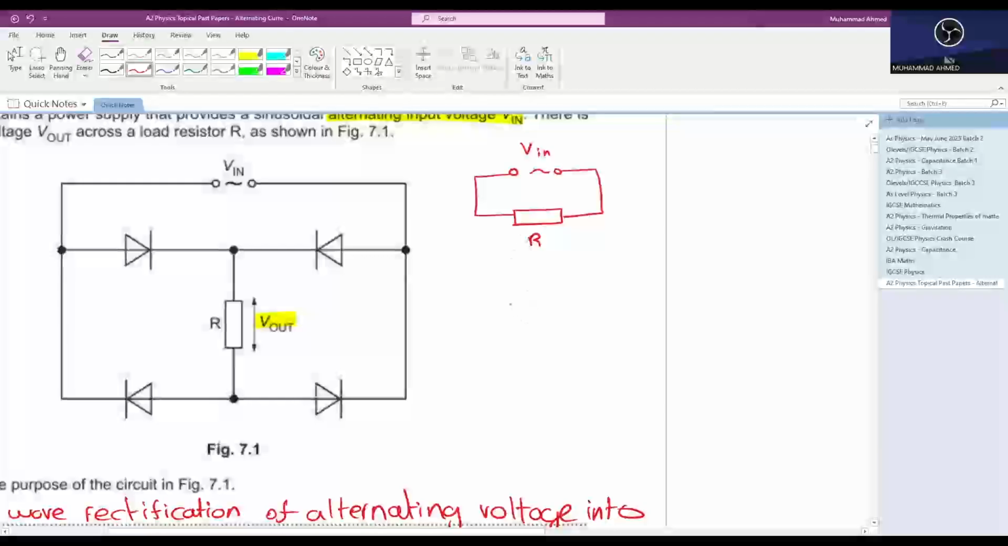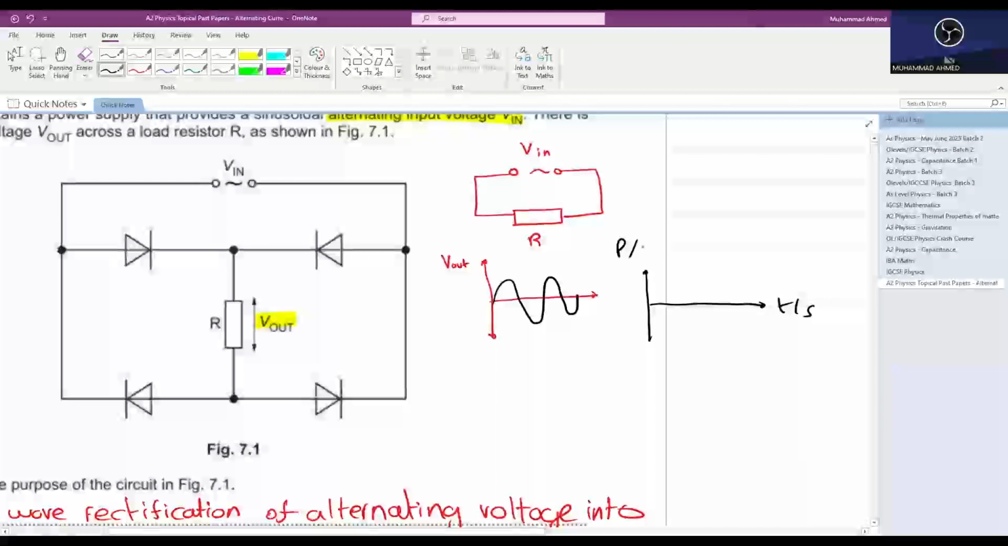Okay. What will happen? Although now your voltage output graph will look something like this, a sinusoidal curve, but still your graph of power versus time will remain what? Same as the one you have drawn earlier.